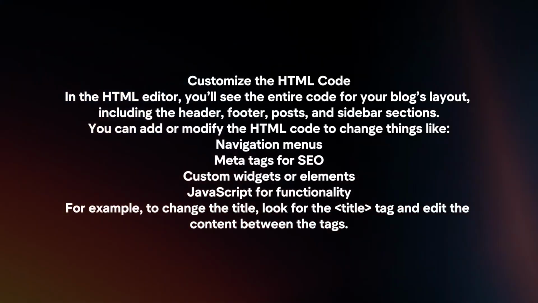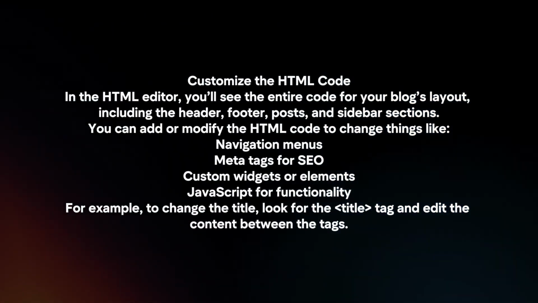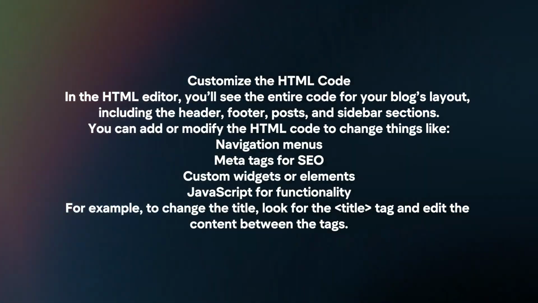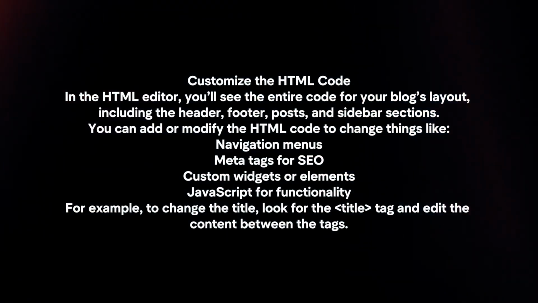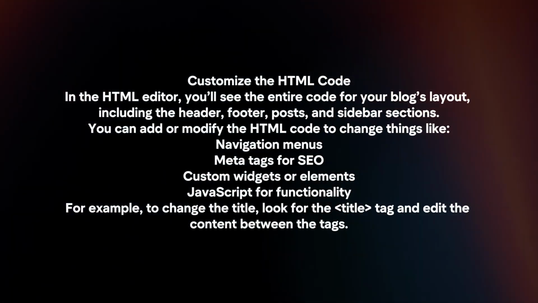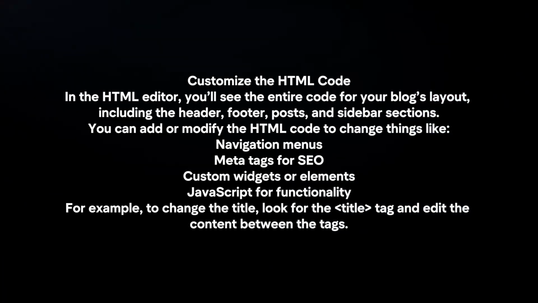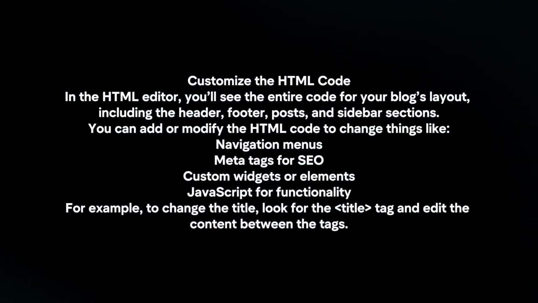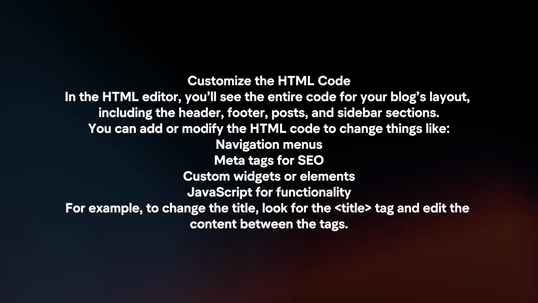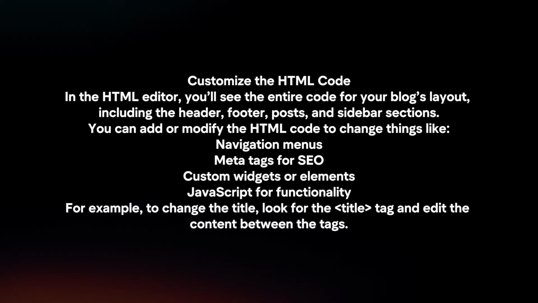Customize the HTML code. In the HTML editor, you will see the entire code for your blog's layout, including the header, footer, posts, and sidebar sections. You can add or modify the HTML code to change things like navigation menus, meta text for SEO, custom widgets or elements, JavaScript for functionality. For example, to change the title, look for the title tag and edit the content between the tags.